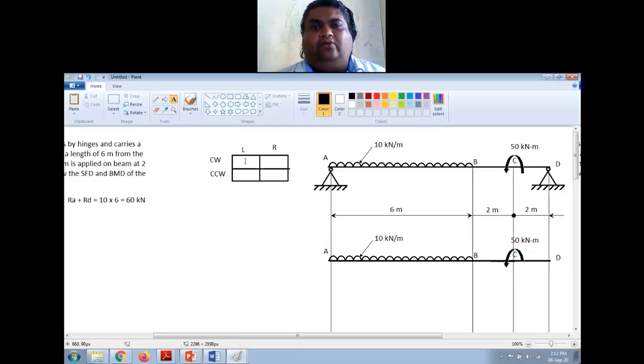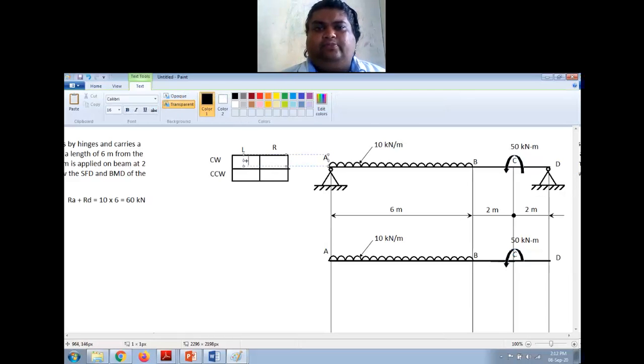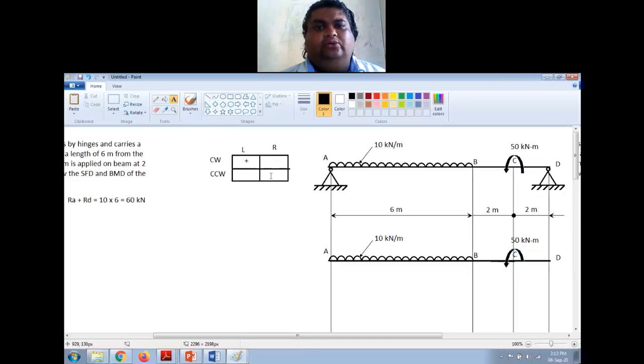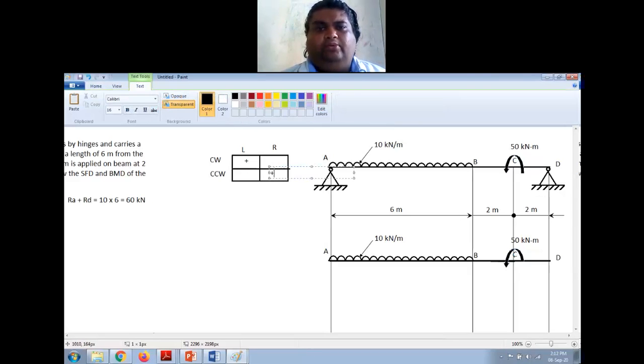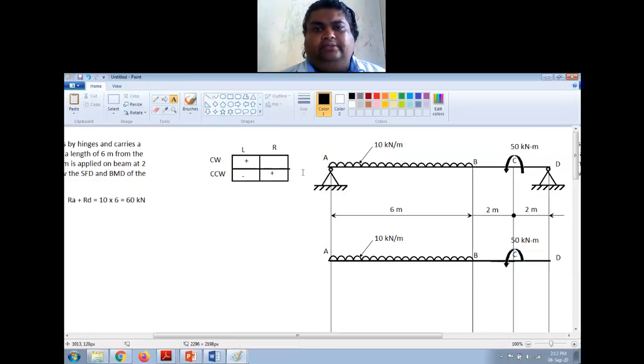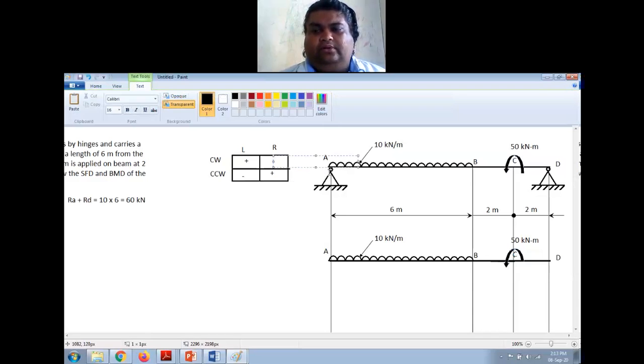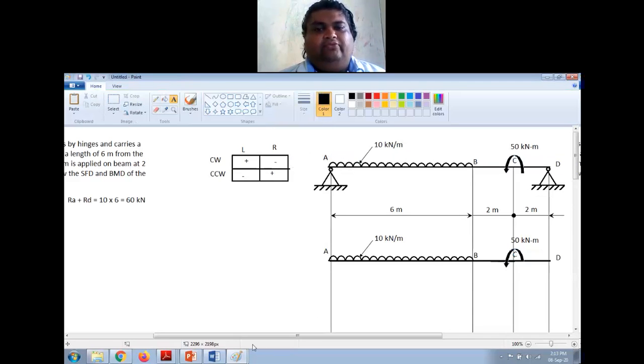Now, left side clockwise is always taken as positive. So the diagonal to that will also be positive, that is right side counterclockwise. And these two will become minus, and this is also minus. Fine.